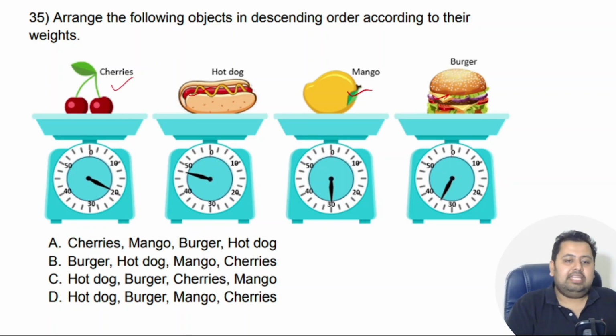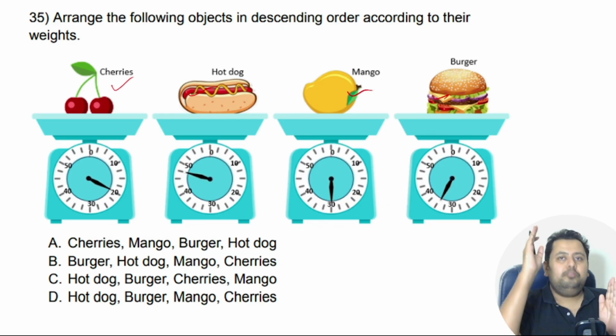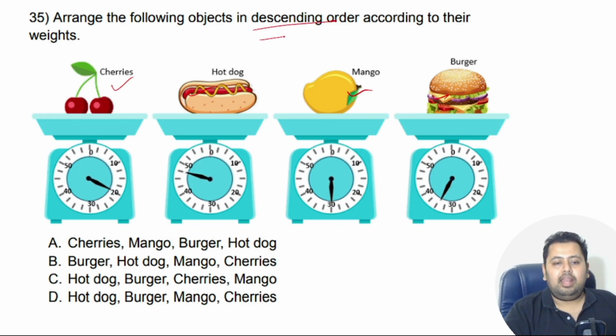Great. Let's see what descending order is. Descending order means something that goes from greatest to smallest, right? From a larger number to a smaller number. Ascending means smaller to larger, right? So descending means first you have to give the larger number, and then go to the smaller number.